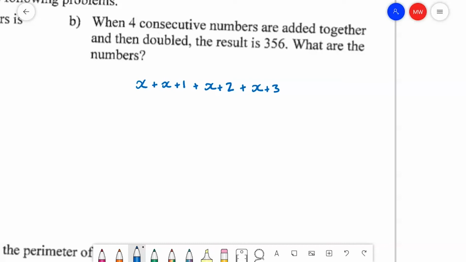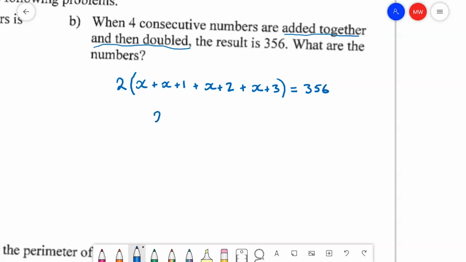Let's keep reading the question though. They're added together and then they're doubled. Okay, so we have to add them together first, which means we better put them in brackets. Otherwise, order of operations will wreck our result. Okay, and the result is 356. Let's start to clean up this mess.